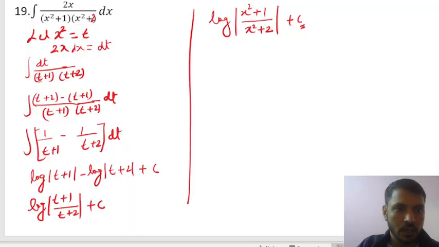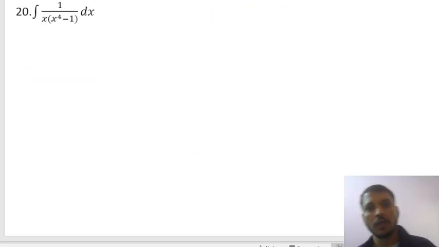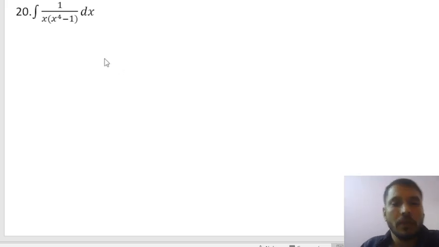So question 20, here we have 1 upon x into x to the power 4 minus 1. It is again simple. We just have to think about the differentiation of x to the power 4, so 4x to the power 3 will come. That means here, let this be equal to I.